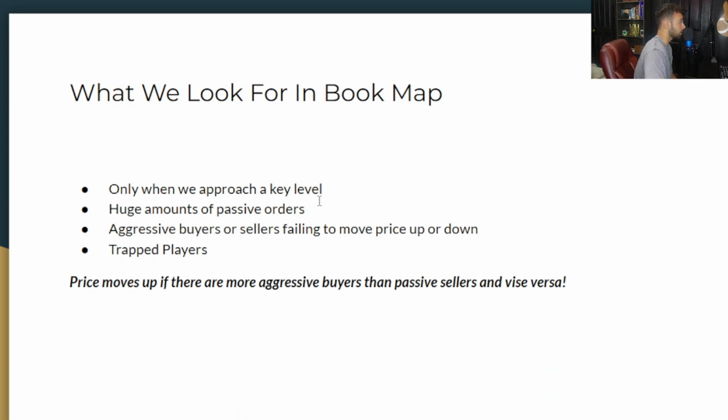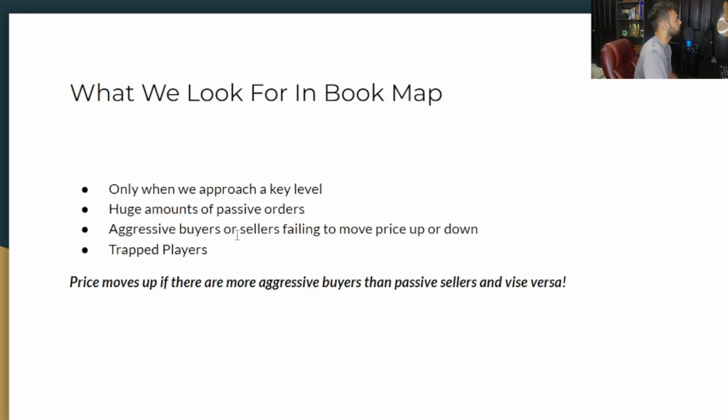So what I'm looking for is huge amounts of passive orders in a supply area or demand area. For me personally, if you have your key levels, you can use book map in combination. You want to see big passive orders at your key level. Next thing I look for is aggressive buyers or sellers failing to move price up or down. So what this basically means is I want to see a big red circle fail to move price down, or I want to see a big green circle fail to move price up. That's one of the things I'm looking for.